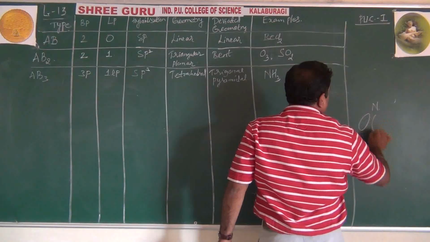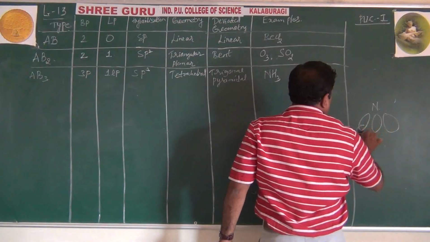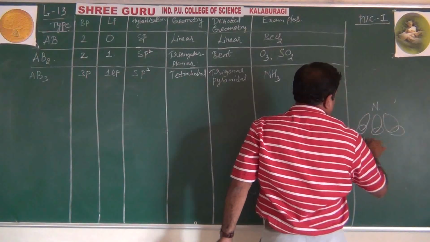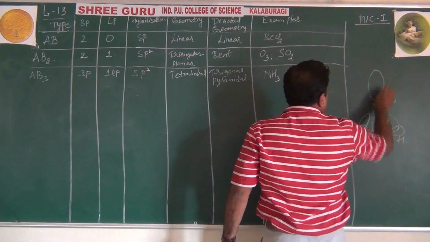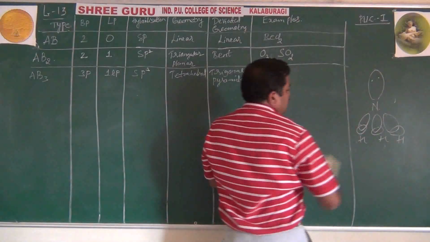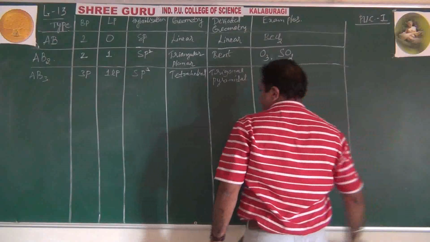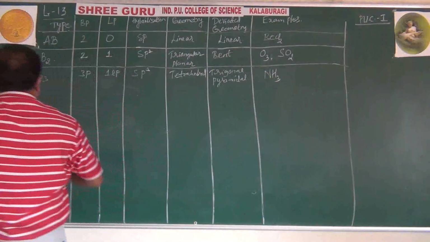Like this: 1, 2, 3, with all hydrogen, and 1 lone pair. Pyramidal structure, right? Deviated.